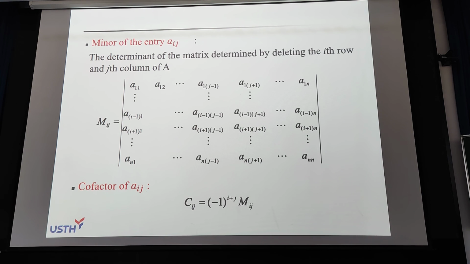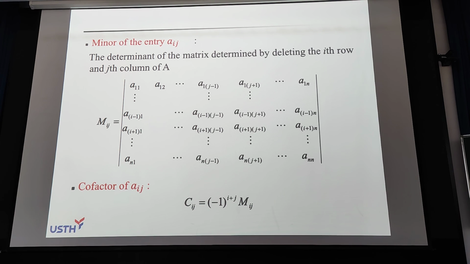And we already know the determinant of that, and we denote it by M_ij. We call it the minor of the entry a_ij. Tiếng Việt gọi cái này là định thức con M_ij, hay định thức con của số a_ij. The M_ij is định thức con.